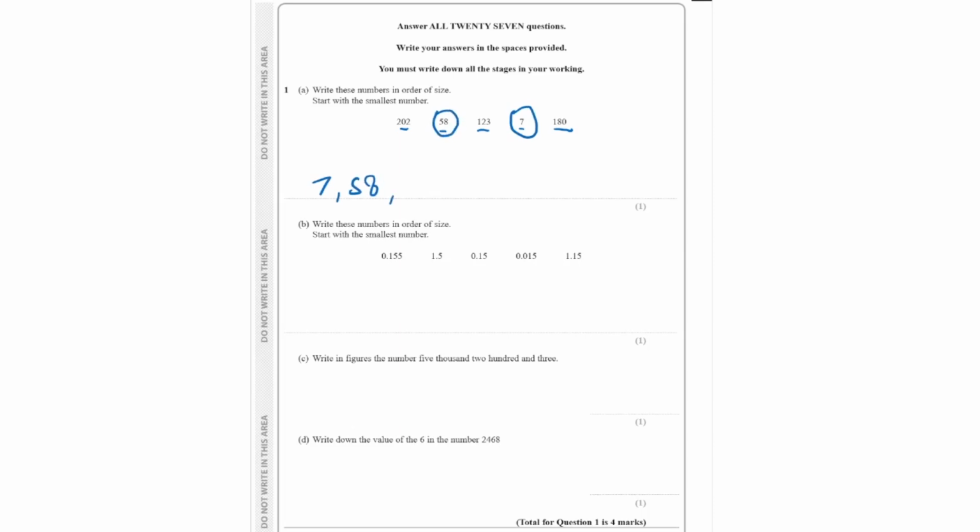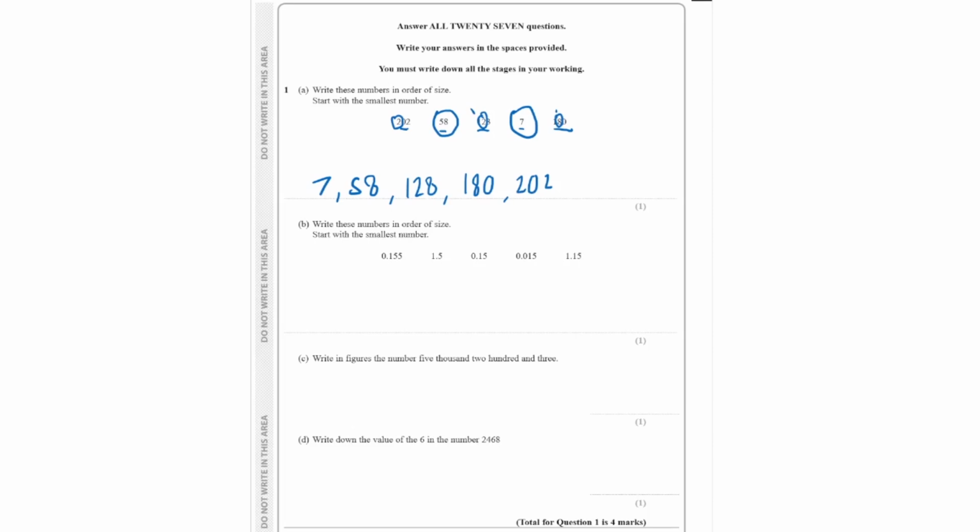Then we have three values that have three integers each. Let's first look at the 100s value. So here we have 2, here we have 1, and here we have 1. Now these two have 1, so let's look at the next value, which is the tens. And I can see here that 2 is less than 8. So I'll write here 128. I write 180. And finally, the last value is 202.